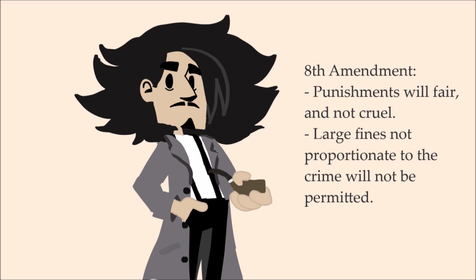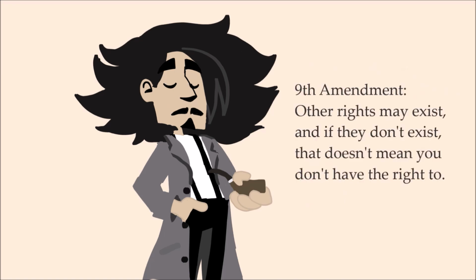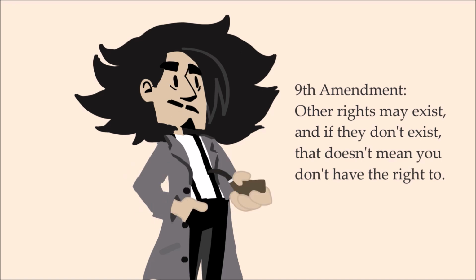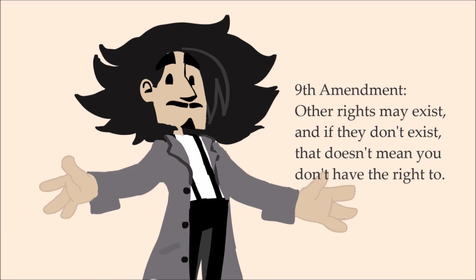The Ninth Amendment says that other rights may exist, and if they don't exist, that doesn't always mean that you don't have the right to. For example, everyone has the right to a cell phone or internet access, of course. These aren't mentioned in the Constitution. Why? Because it's just common sense.